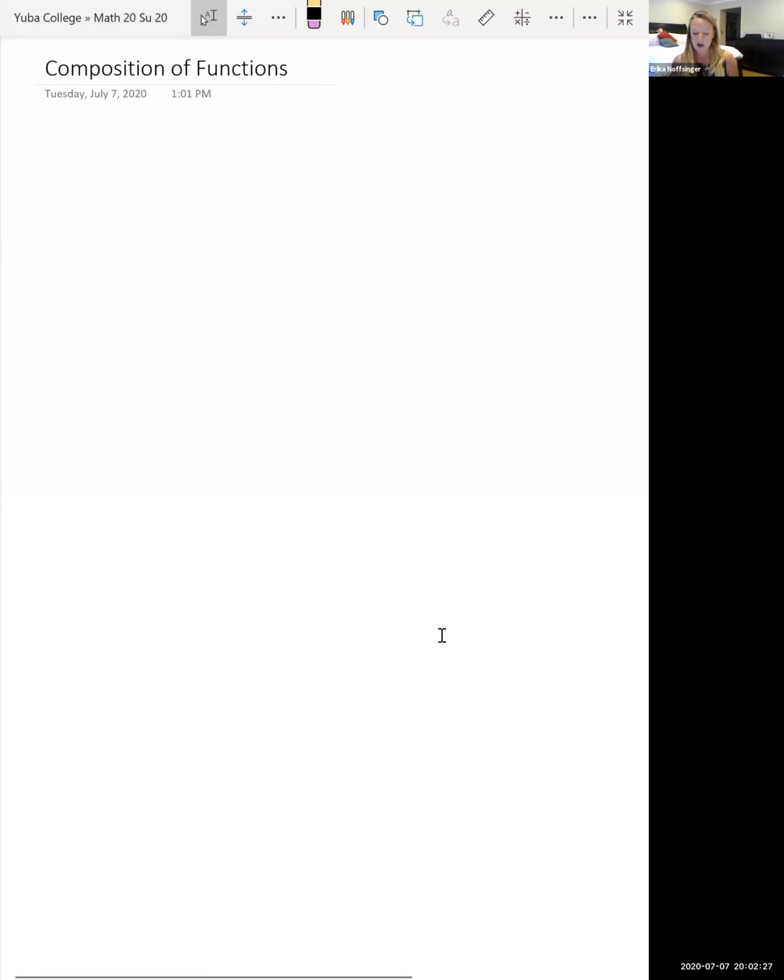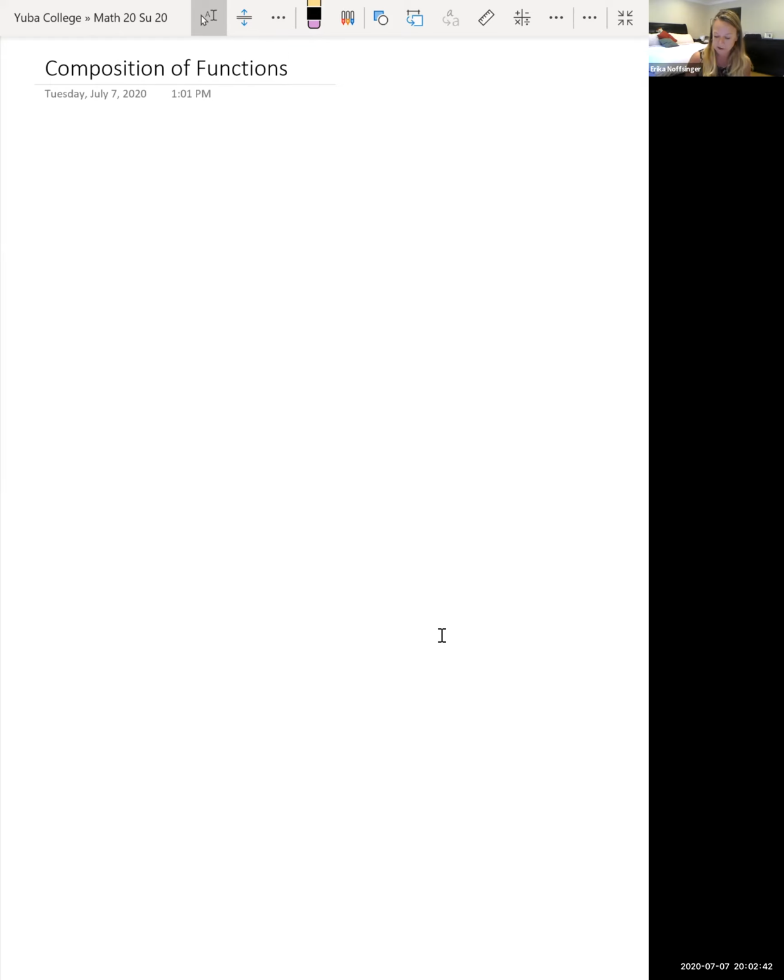So we're looking at composition of functions, then we're going to look at inverse functions, exponential functions, and logarithms, kind of a review. So I'm going to try to go through this pretty fast. And this is chapter 6 in our textbook that we're looking at.